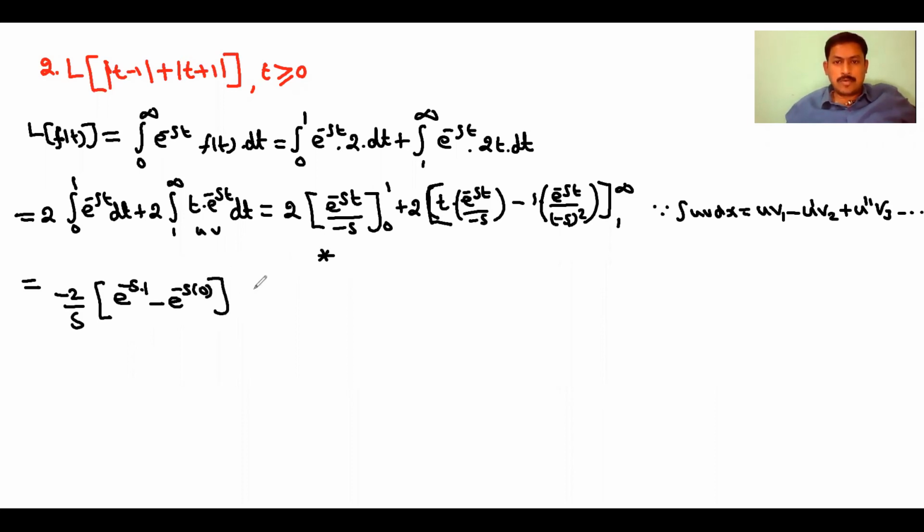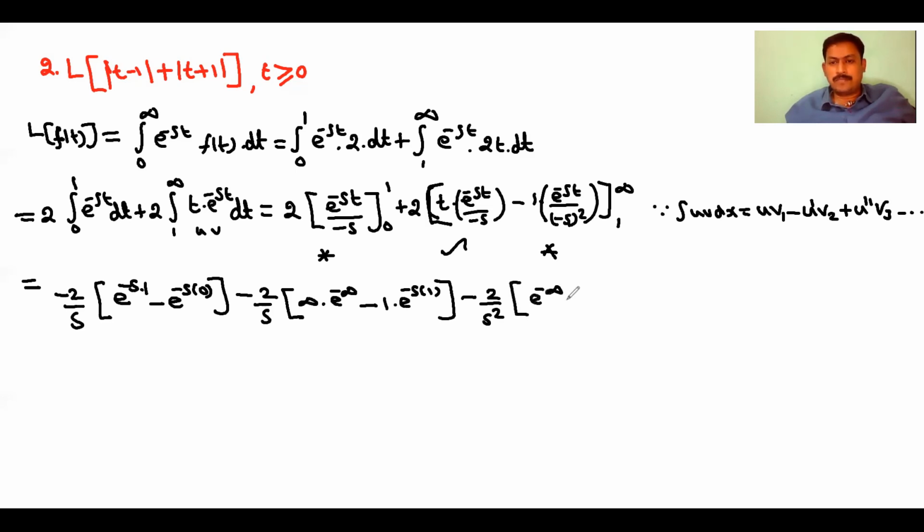Next term, I can multiply the 2 and do the same process. From this, we can write minus 2 by s, and I am going to apply the upper limit as infinity: infinity into e power minus infinity, lower limit as 1 into e power minus s into 1. In the next step, I multiply by this 2, so minus 2 by minus s the whole square is s square, and I apply the limits: e power minus infinity minus e power minus s into 1.